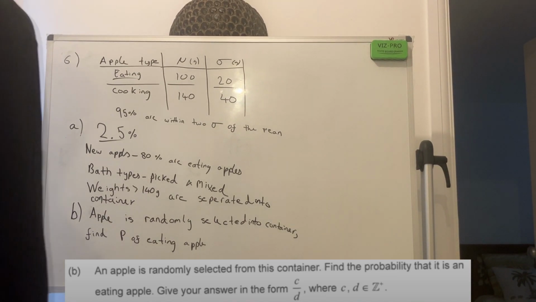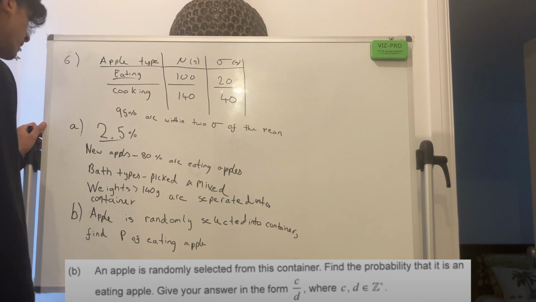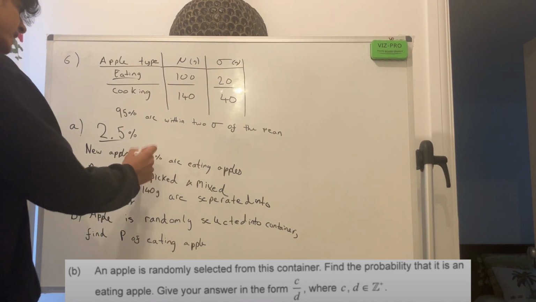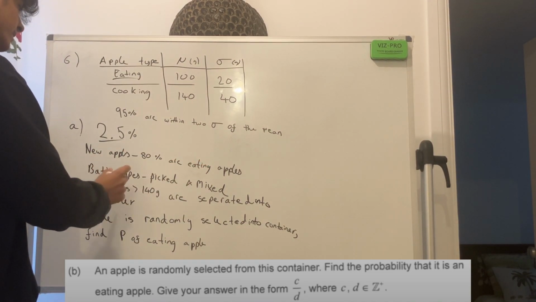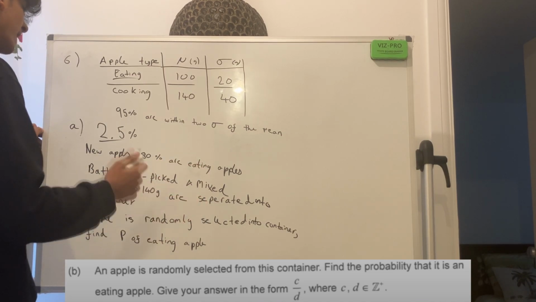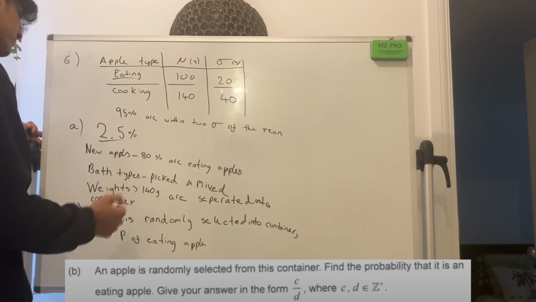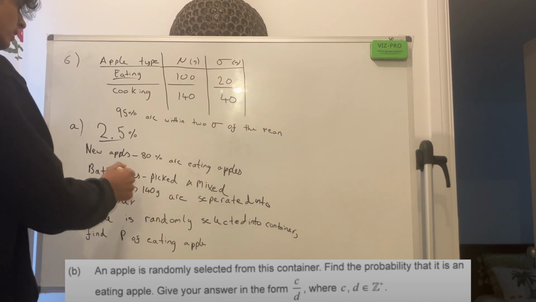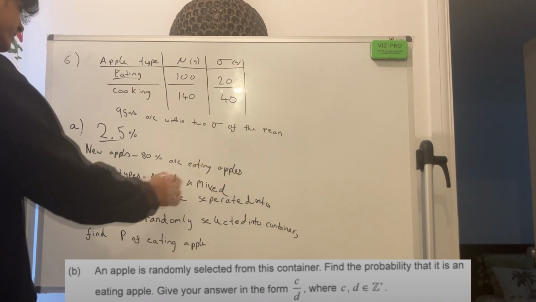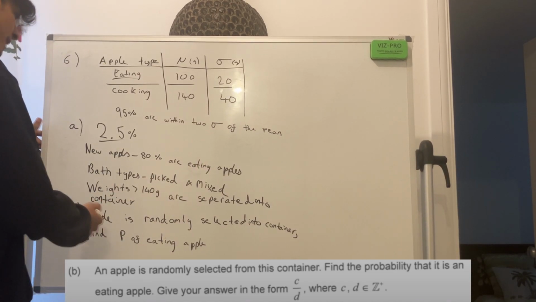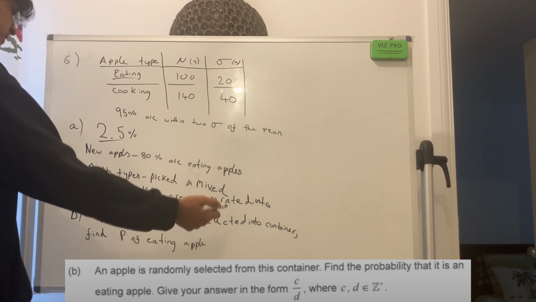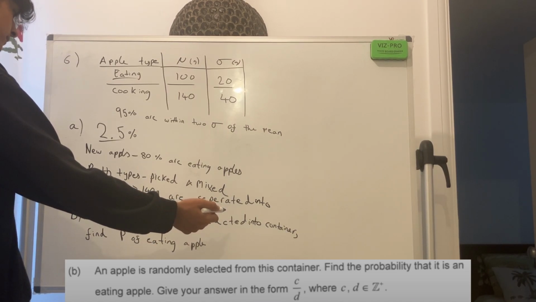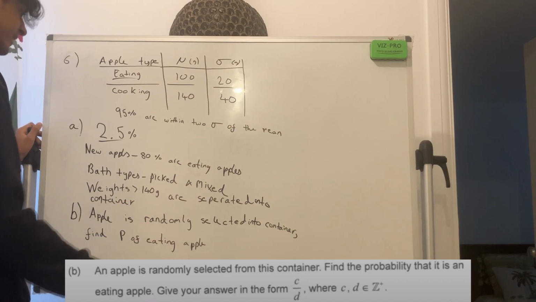So in question 6, we're given a lot more information. We have new apples where 80% are eating apples, and both types of apples are picked and mixed. And from these apples that have been picked and mixed, the apples that have a weight of greater than 140 grams are separated into a container. An apple is randomly selected from the container, and we want to find the probability of that apple being an eating apple.